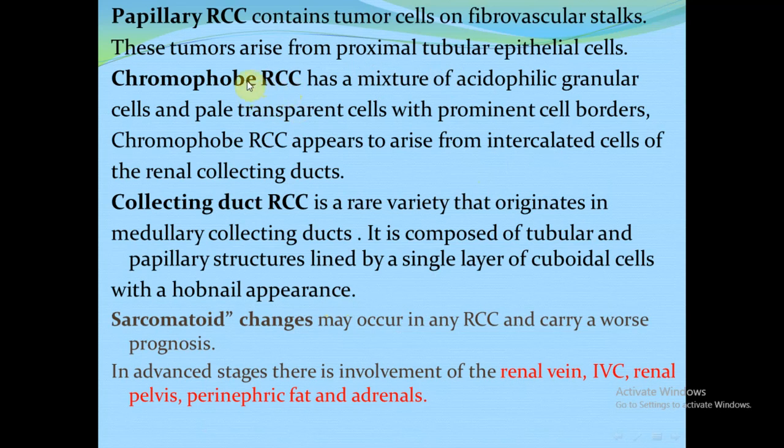الكروموفوب رينال سيل كارسينوما هنا همنا تطلع لي acidophilic granular cells تشبه الأونكوسايتوما. فالديفرنشيشن between these طبعا يعني وحدة benign وحدة malignant. differentiation between these two tumors is very important لأن التريتمنت تختلف البروغنوسيس تختلف.